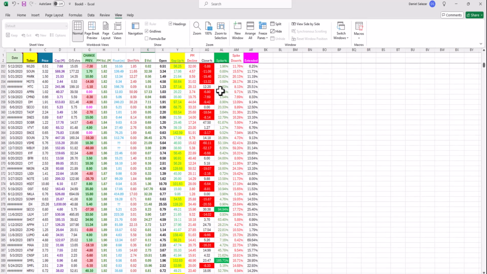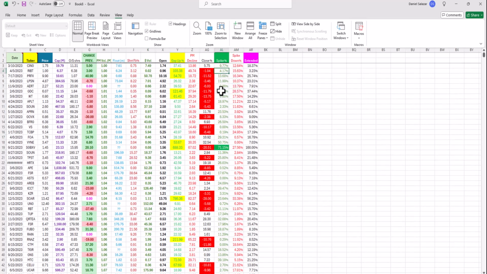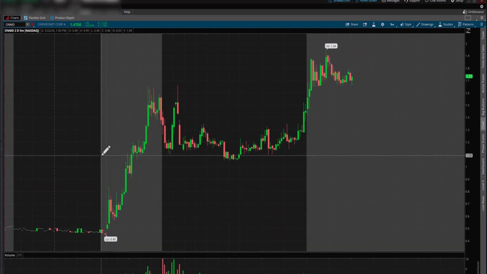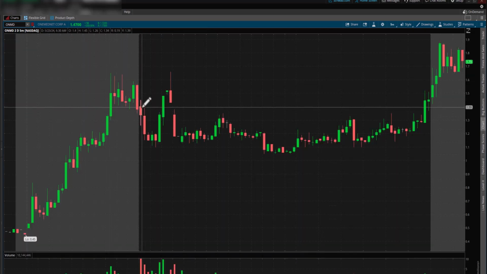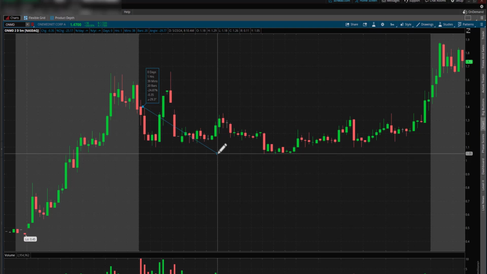In my column, the spike is the percentage from the opening price all the way to the highest price. For example, this is ONMD. I'm going to go to the 5-minute chart. This is the opening price right here, at 1.04. You go to the highest point, you're going to see that it spiked up 18%. You go to the lowest point, it spiked down 24%.